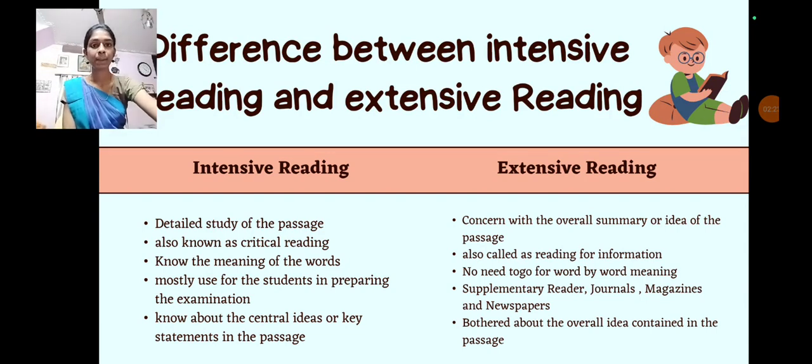In intensive reading, the students make a detailed study of the passage. But extensive reading is concerned with the overall summary or idea of the passage. Extensive reading is also known as critical reading, and also called reading for information. In intensive reading, the students know the meaning of the words. But in extensive reading, there is no need to go for word by word meaning. Intensive reading is mostly used by students preparing for the examination. Examples for extensive reading are supplementary readers, journals, magazines and newspapers.